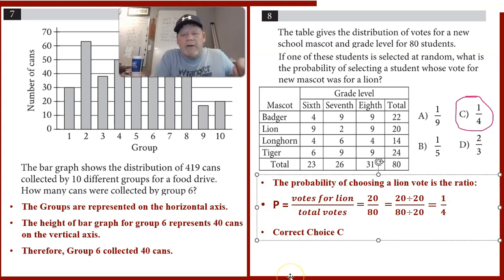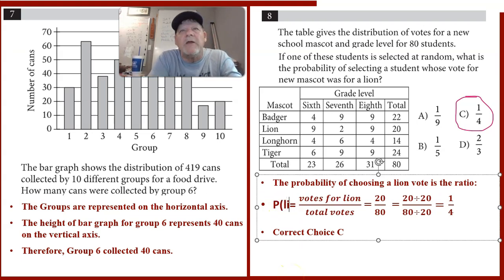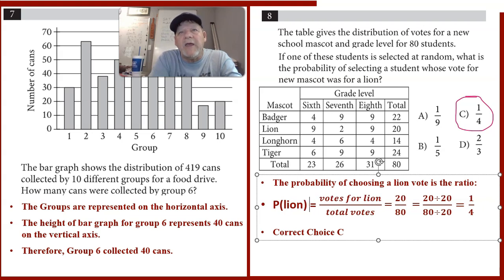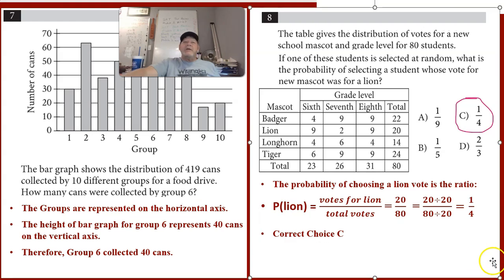So this is how you would write it. You would write probability of choosing a lion would equal that. So that's how you do that. So hopefully you're able to get all 4 of these. These weren't too bad in the review.